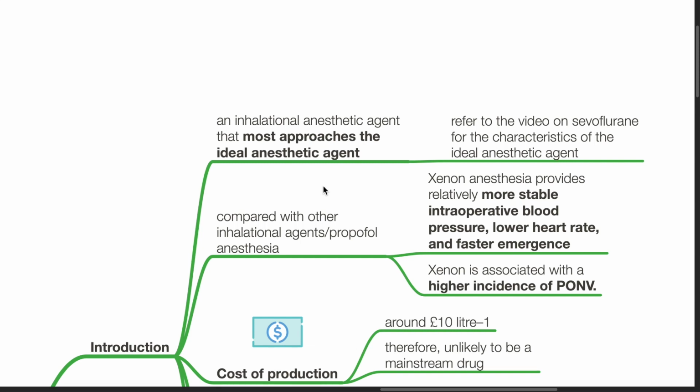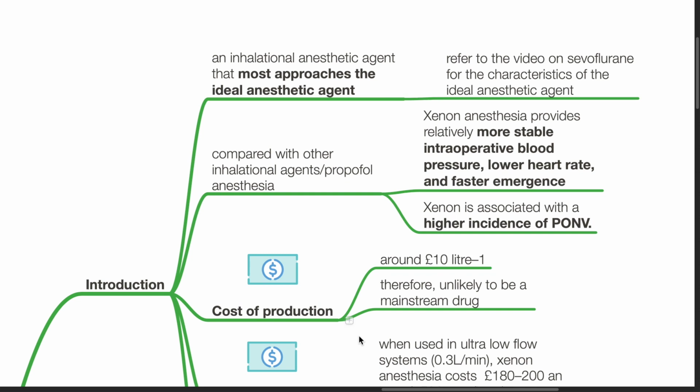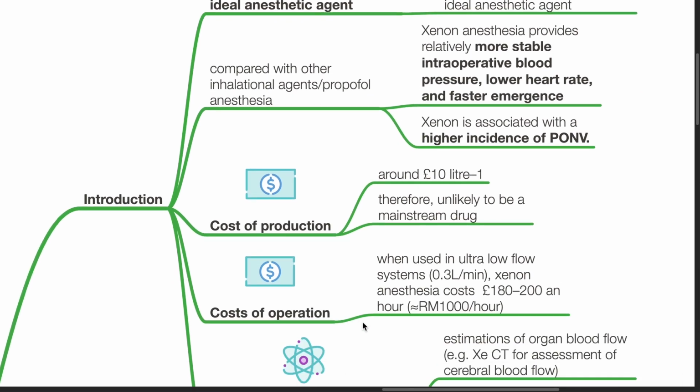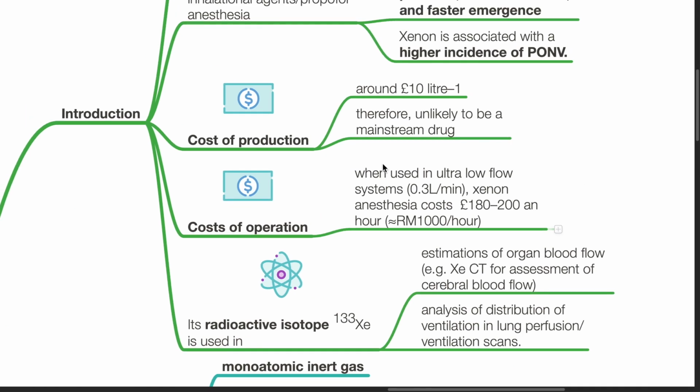Compared with other inhalational agents or propofol anesthesia, Xenon anesthesia provides relatively more stable intraoperative blood pressure, lower heart rate, and faster emergence. However, it is associated with a higher incidence of post-op nausea and vomiting. Xenon has a high cost of production of around 10 pounds per liter, therefore it is unlikely to be a mainstream drug.